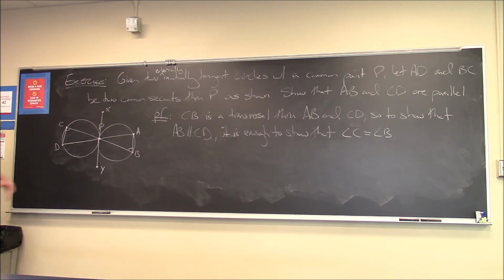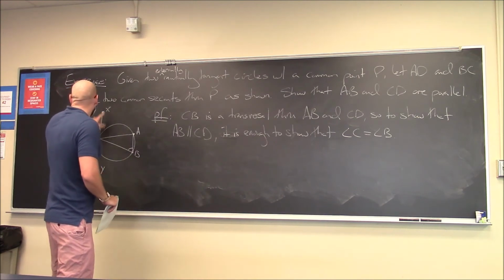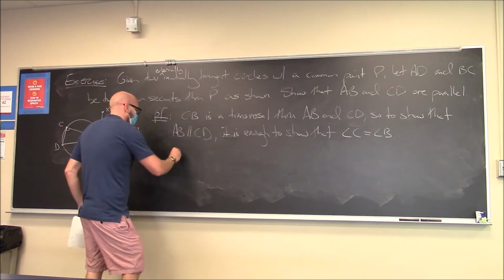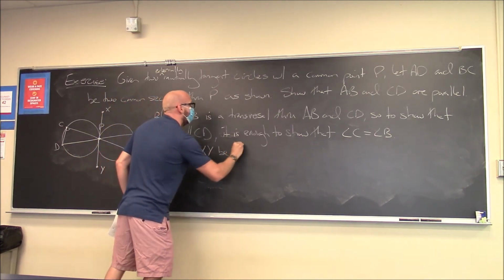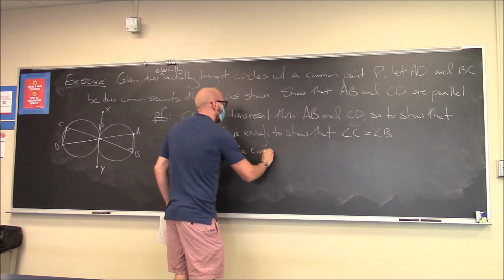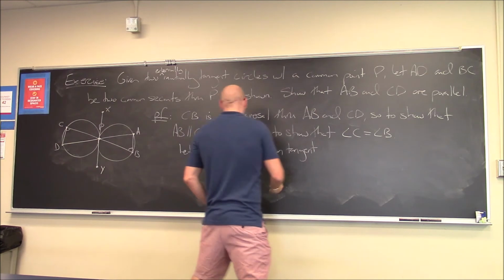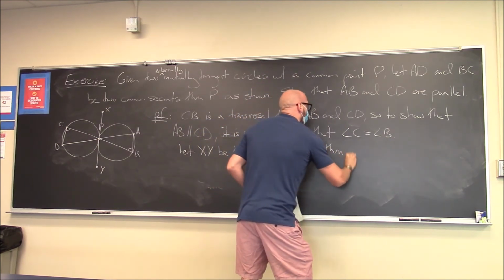How are we going to do that? Well, I've already drawn in this common tangent, but x and y never appeared anywhere in the statement. So let's write down what x and y actually are. So let XY be the common tangent through the point P.